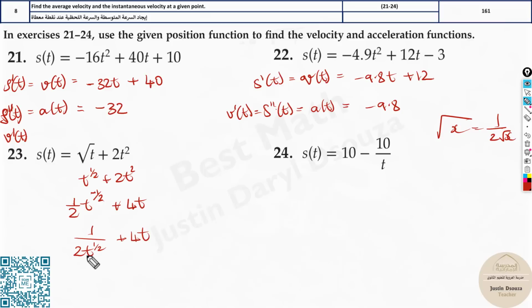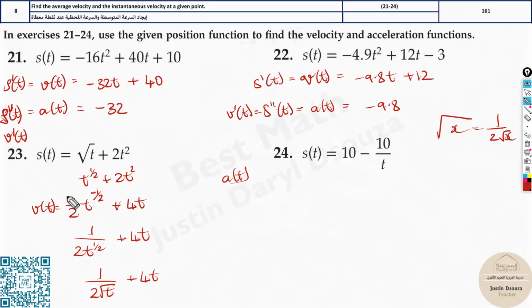Now here what I can do is, instead of writing it t to the power half, I can write it as square root, because that's the original form, right? Plus 4t, that's it. And now if you derive this again, what are you going to get? You're going to get acceleration. So this is the velocity. So now this is the answer, yes. But I'll just use this to derive, because it's much easier to derive when it's in the power form. So this is the velocity, right? For acceleration, I'll just derive this one.